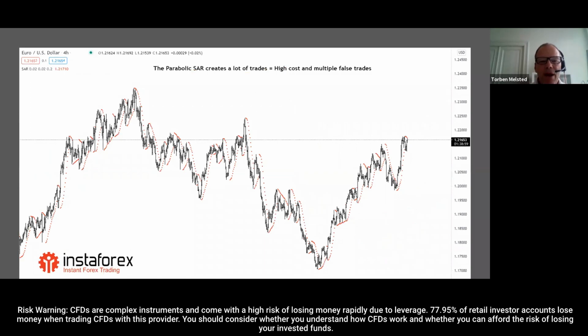Okay, the parabolic is pretty much the same. These are the small red dots you see here. They are following the trend. At this point, if you want to trade, you should go with every signal there is, up and down. And as you can see, it would be a lot of trades, and it would give you a higher cost, and it would give you multiple false trades, a lot of them in here.